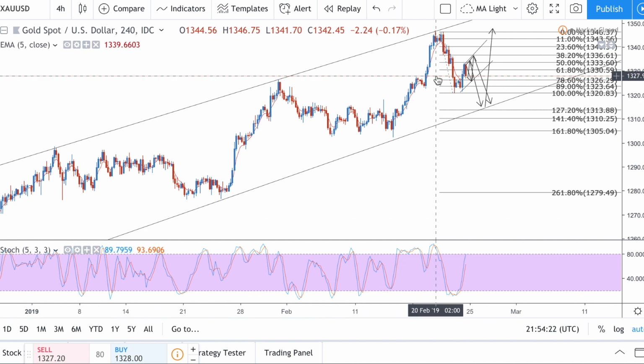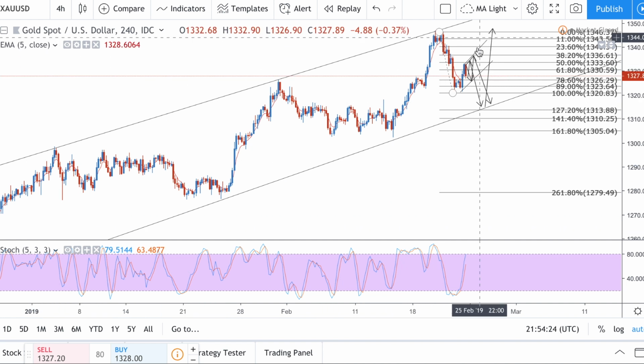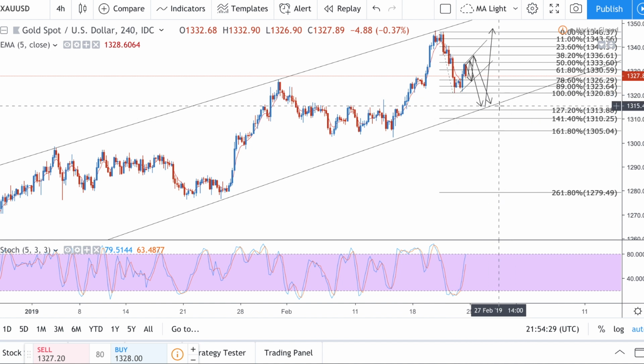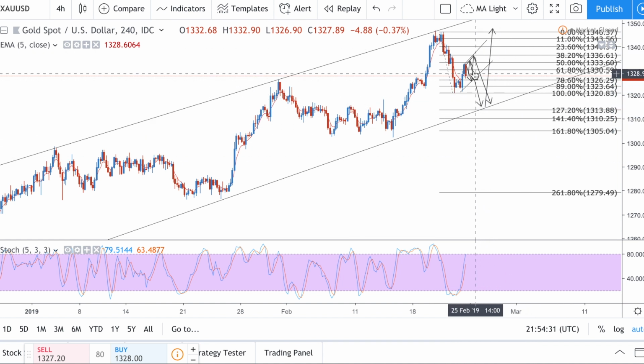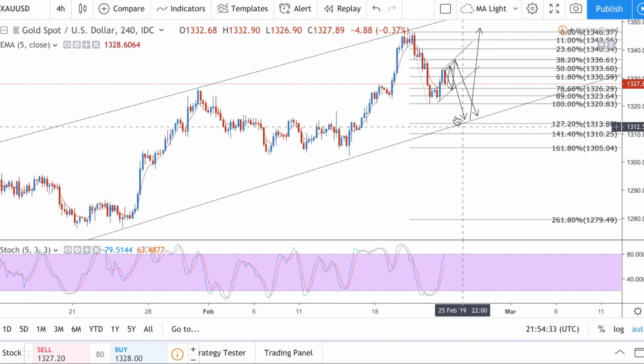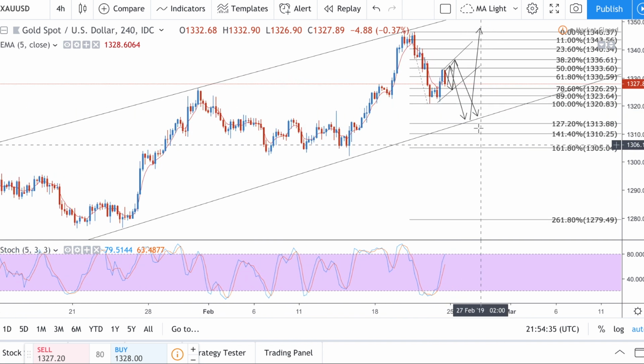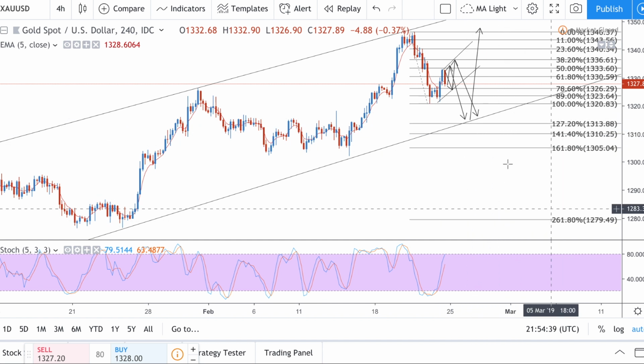Okay, you can see we're trading in a nice bullish channel. We need to see how price reacts around here. If we get a bullish signal, we look to go long. If news comes out and for whatever reason we break and we retest these levels here, we then look for a flag to go short.